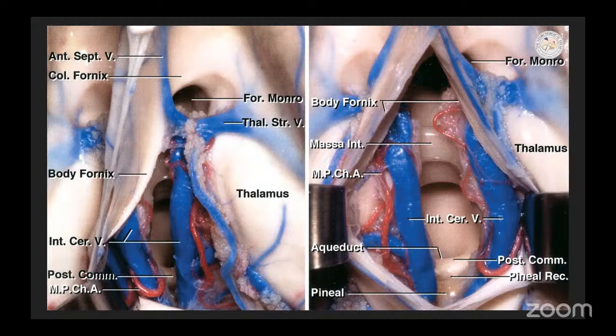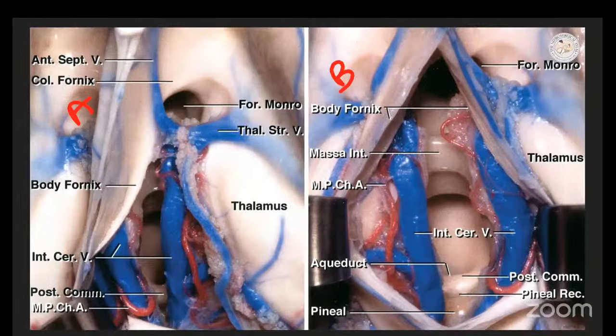Entry to the foramen of Monro. Entry through the foramen of Monro or entry from somewhere else? Entry from the lateral ventricle going towards the foramen of Monro. Okay, which image are you talking about? On the left. Okay, the first image, I assume. Let me mark: this is A, this is B. So what is going on in image A?